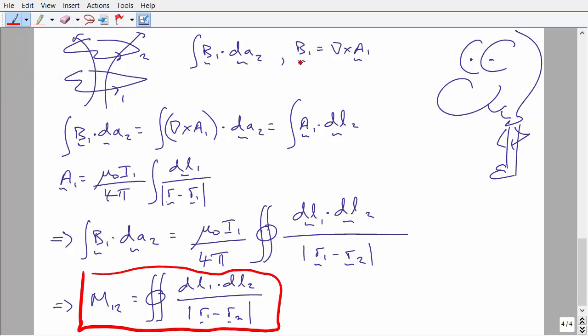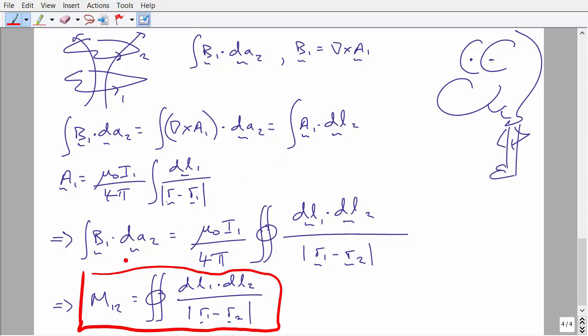So what we've done here is we've rewritten B1 in terms of the curl of A1. We've substituted this into this equation, so there it is, and we've used Stokes' theorem to rewrite the surface integral as a line integral. We've now formally written out the definition of A1, and A1 at position R is given by this formula, and we've substituted this into here.